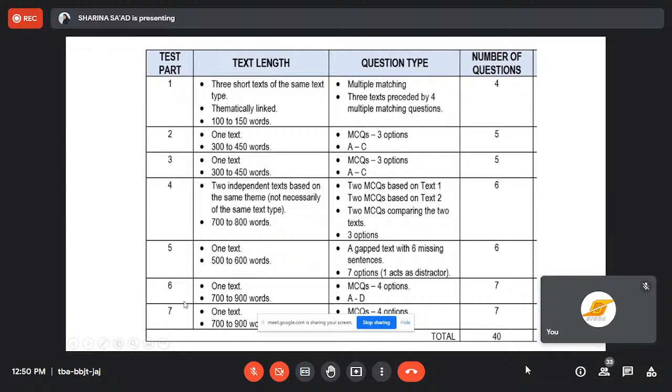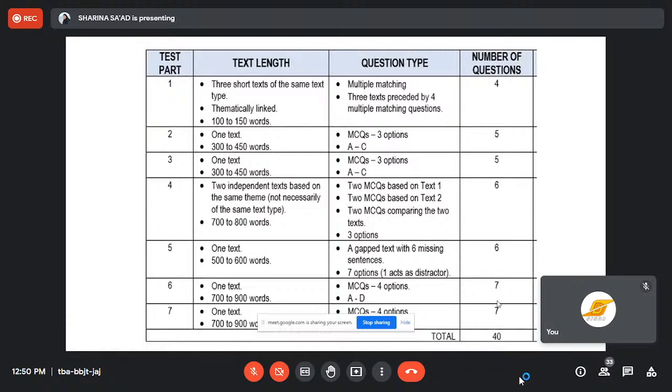Then you have part 6, 1 text, MCQ with 4 options, 7 questions, and part 7, 7 questions, MCQ also. So altogether you have 40.